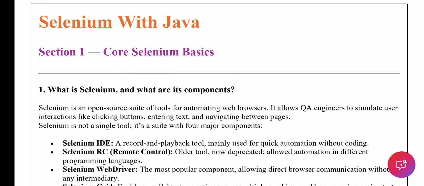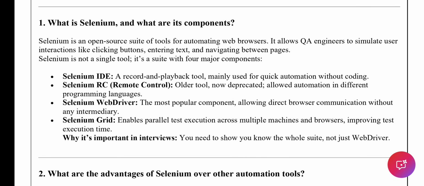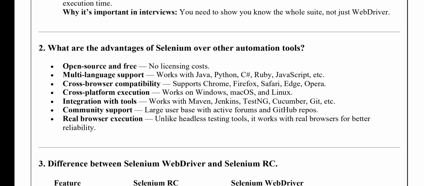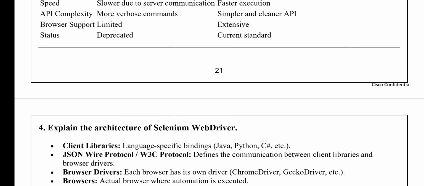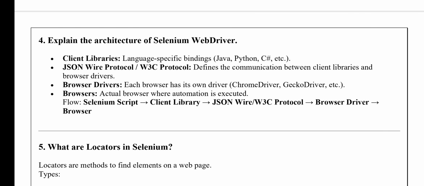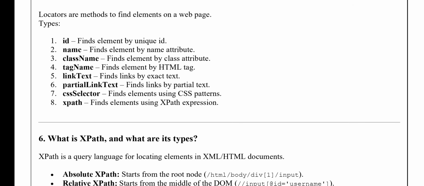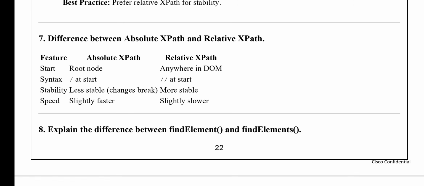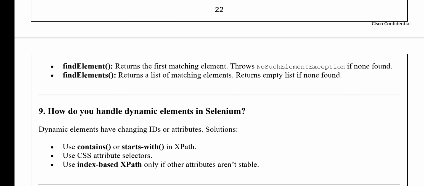So in section 1, we have discussed the core Selenium basics under the Selenium with Java module. The initial questions will be something like: what is Selenium and what are its different components? What are the advantages of Selenium over other automation tools? Difference between Selenium WebDriver and Selenium RC, and the explanation of the architecture of Selenium WebDriver, and what are the different locators in Selenium, what is XPath and what are its types, difference between absolute XPath and relative XPath, and the differences between findElement and findElements.